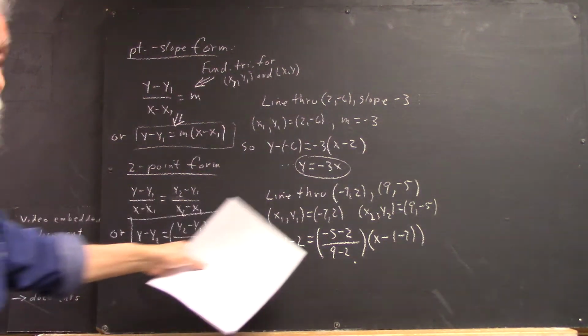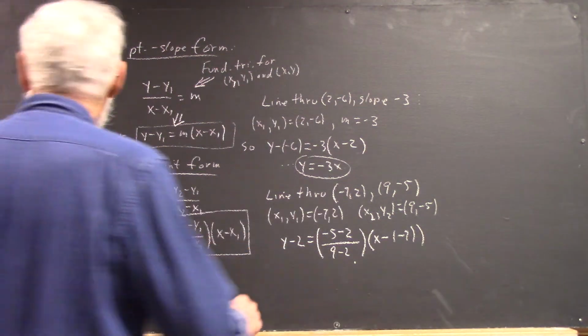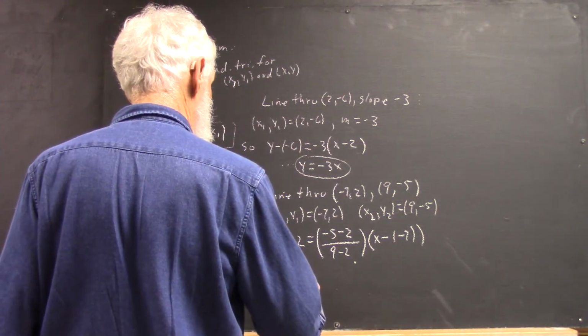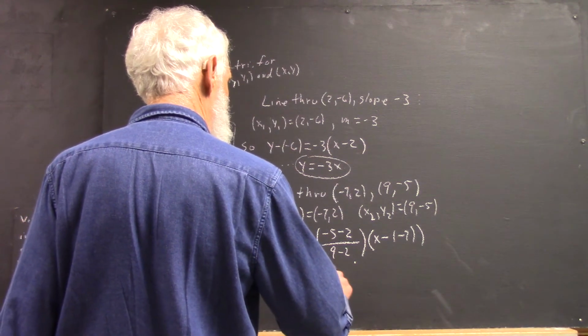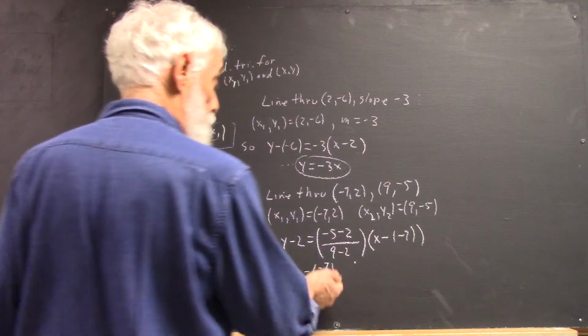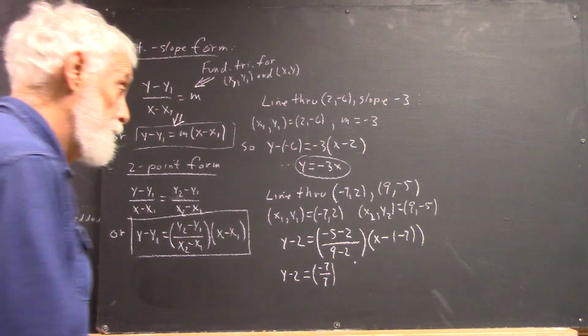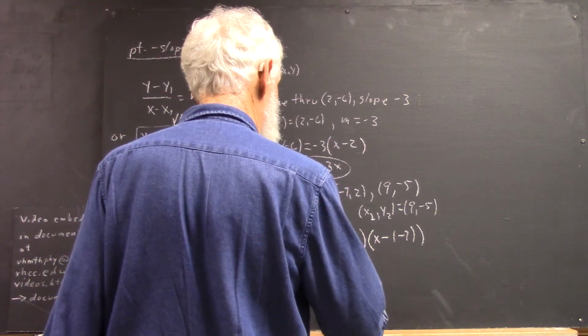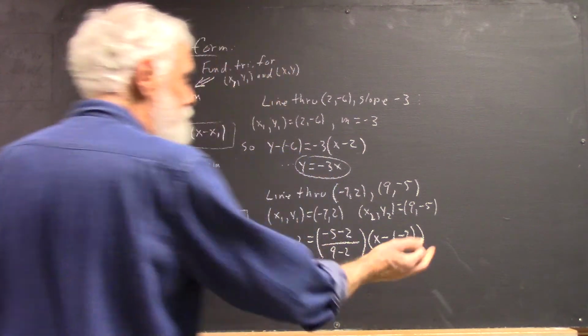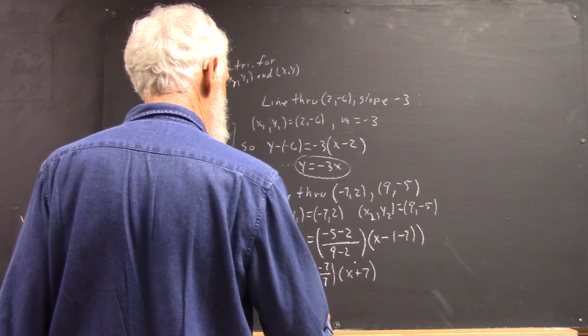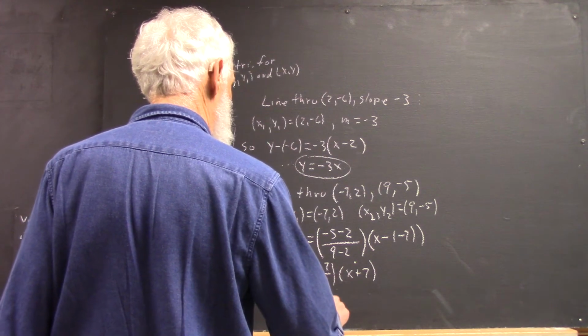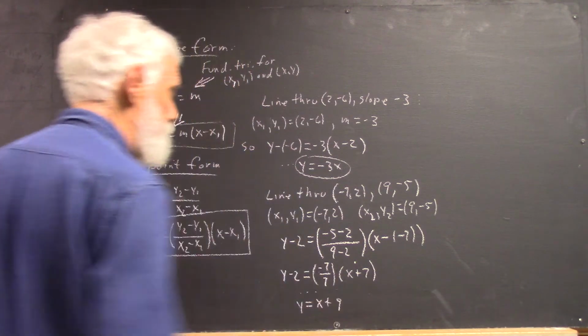And we can solve this for y. If we have time, we might as well go ahead and do it. Y minus 2 equals then -7 over 7. Conveniently, that's going to be -1. We'll get that in the next step. Times x plus 7. That's very easy to complete this. And we're going to end up with y equals x plus 9.